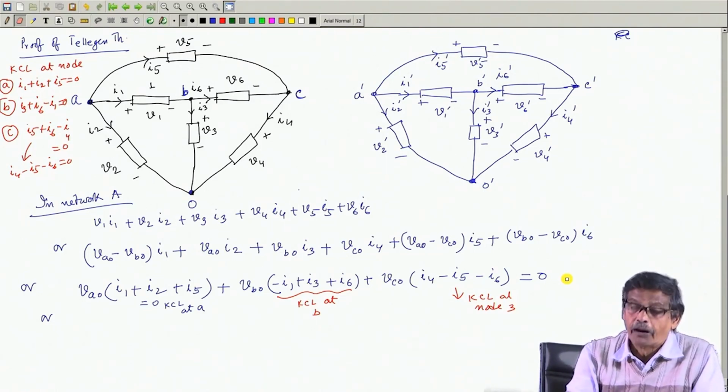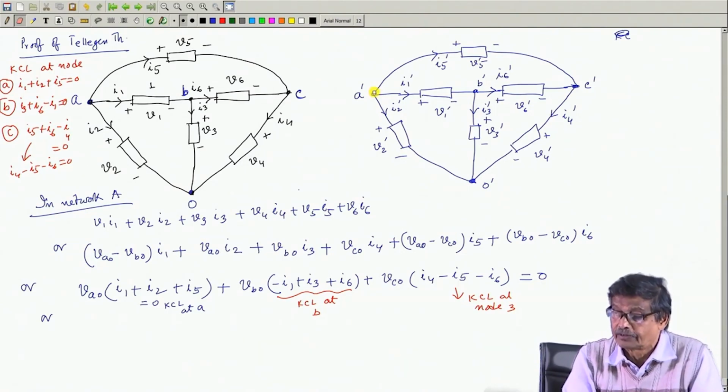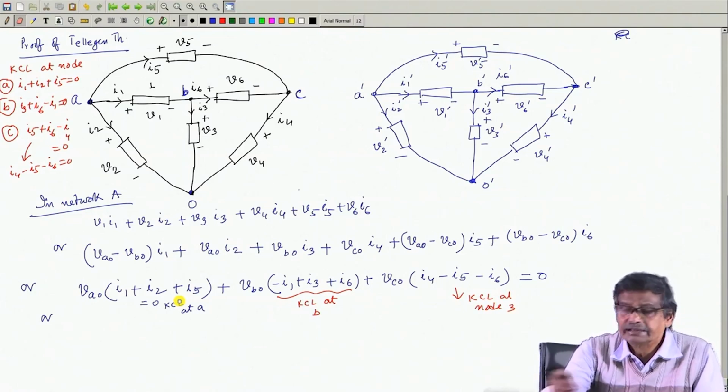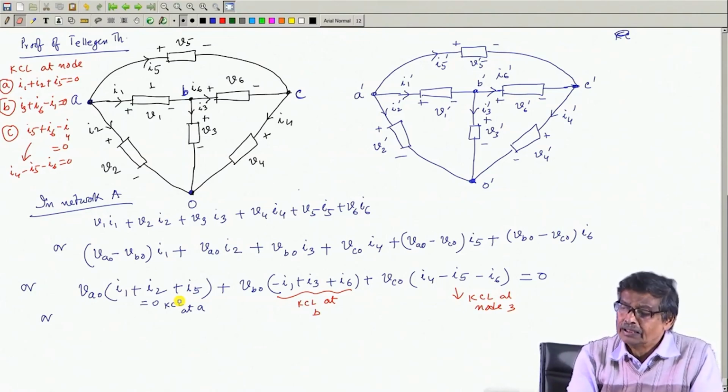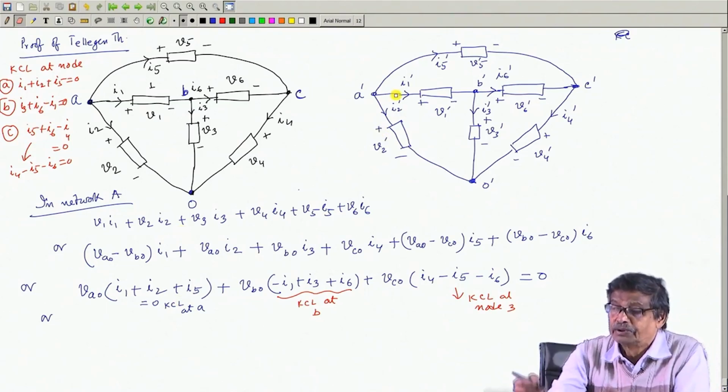So, the total power absorbed by all the elements has to be 0, and it has come out to be 0, and this only thing I have expressed in terms of node voltages, that is all. Now, come to this network. In this network, everything is like this. Therefore, no point in going on writing V1 dash I1 dash plus V2 dash I2 dash.